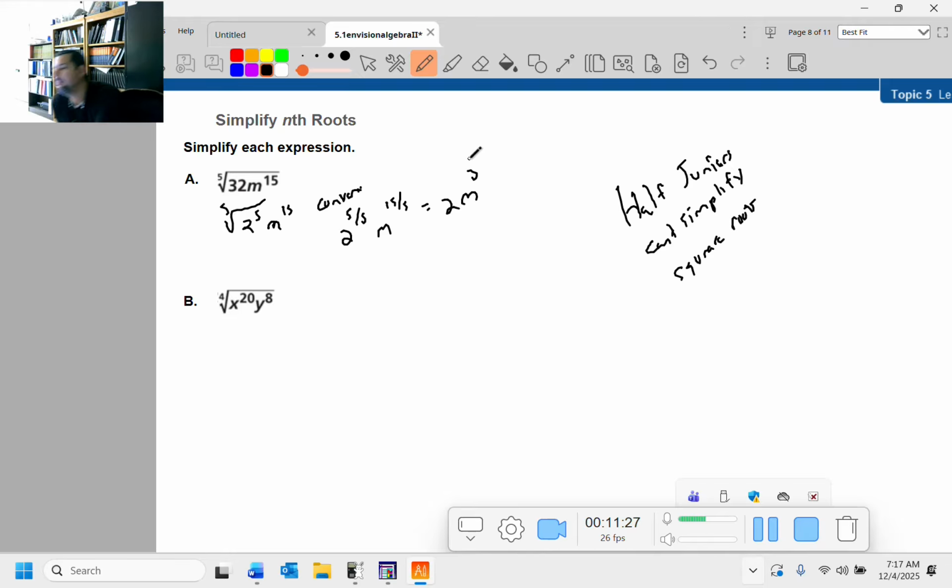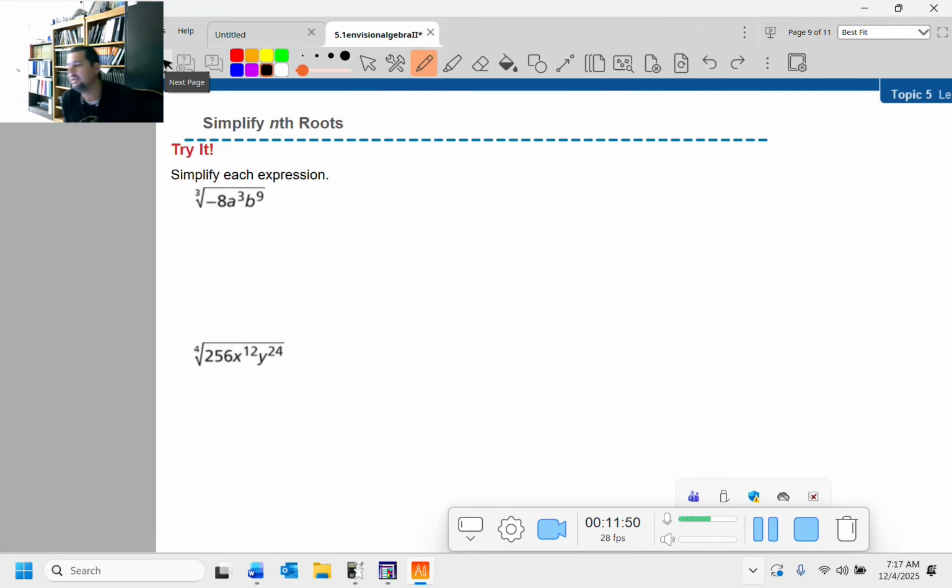If the power is evenly divisible by the root, you can do things like this. And most kids do quite well when the power and the roots match. So on this one right here, I could think of that as being x to the 20 over 4 times y to the 8 over 4. That's going to give me x to the 5th and y squared. Easy peasy lemon squeezy.